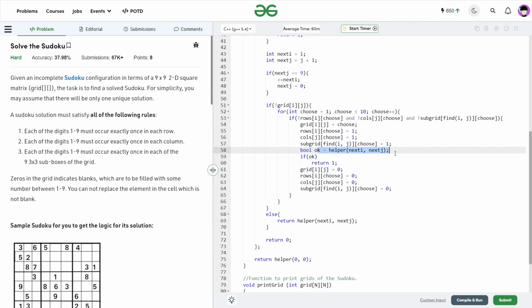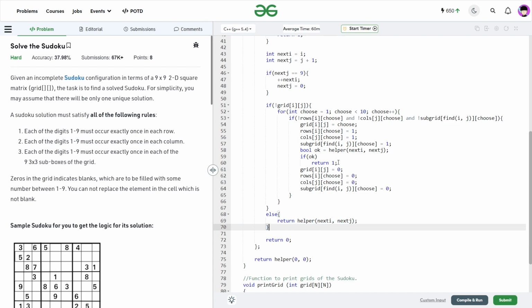If it returns false, that means a valid solution does not exist with this particular value of choose for the current cell. That means I have to mark all of them as false again. I'm resetting the value of grid of i j, I'm resetting the value of rows i j, and similarly for all the other columns and subgrids. Why am I doing this? So that I can mark all of them as unvisited and I can try some other value, right? Now if this grid of i j already had some value, then what I can do is I can just return helper of next i next j, right? Because I don't need to change any value here.